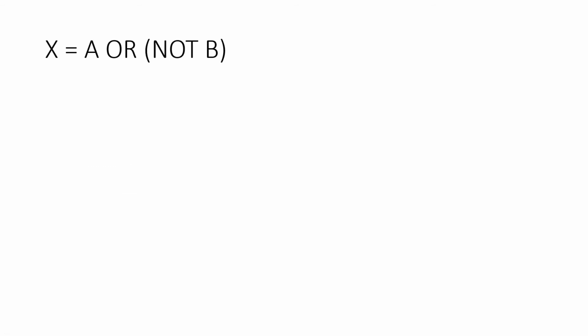Look at the next one. X equals A OR NOT B. Now, NOT B is in brackets. So let's get a NOT gate out and NOT B. Like that.